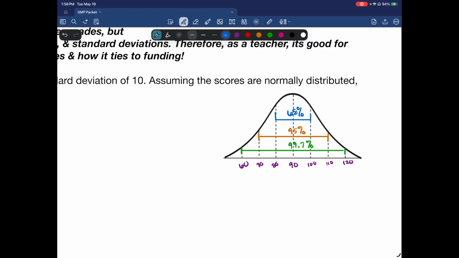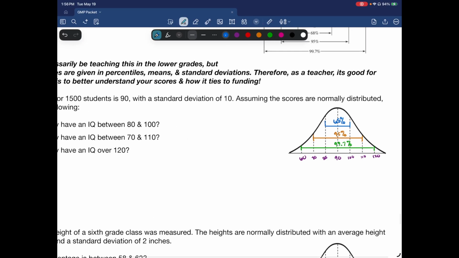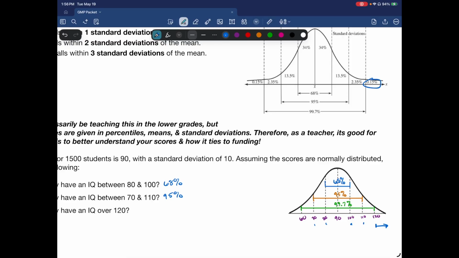All right, so if I look at my questions, it says, how many have an IQ between 80 and 100? So that's going to be here to here. So that is 68%. Now, we're not done, but I'll come back to that. And then between 70 and 110, that's going to be here and here. That's 95%. And then over 120, so that's up here and forward. If you look back up here, that's going to be this number right here, 0.15%.